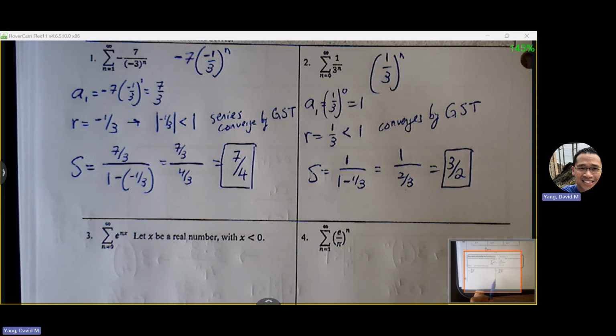Right, let's try 3 and 4, and then we can do some more polar area from the worksheet yesterday.